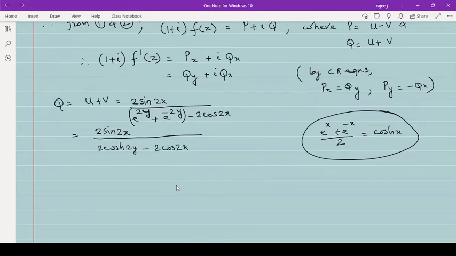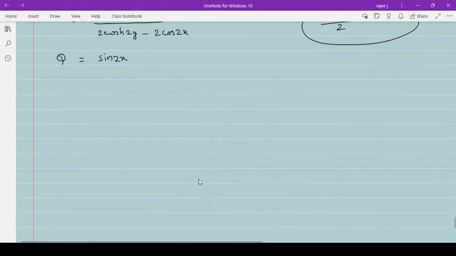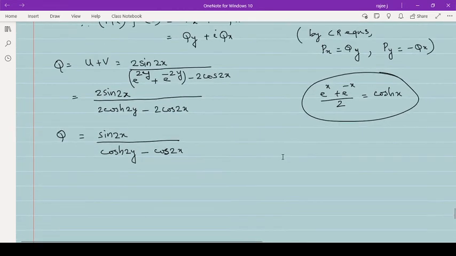Now 2 in the numerator and 2 in the denominator are a common term, so we can write q = sin 2x divided by (cosh 2y − cos 2x). This will be a simple way to solve this one. You could keep e^y and all here and simplify it, you can solve using that also, but this will be easier. So that is q now.